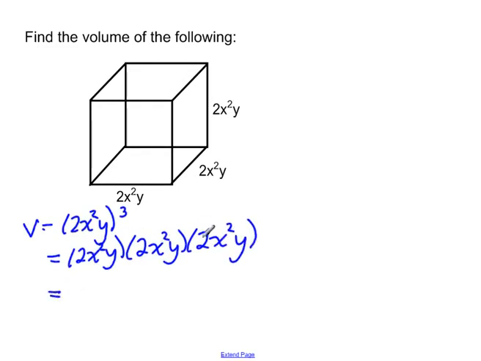2 times 2 times 2 is 8. X squared times x squared times x squared is x to the 6. And y times y times y is y to the 3. And that is the volume of that particular figure.